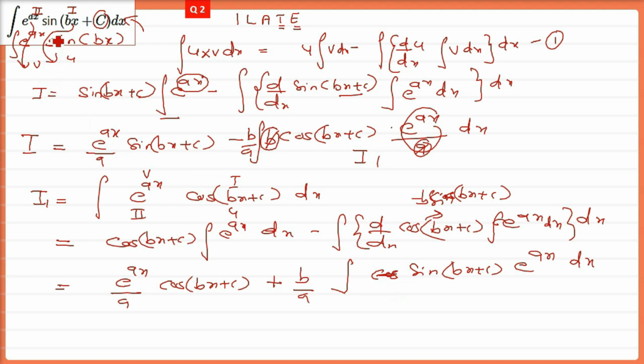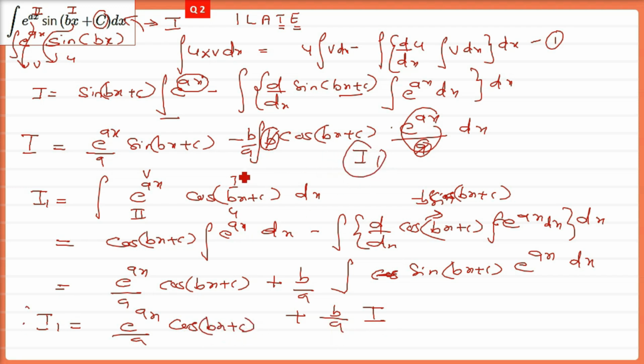Sin bx plus c e raised ax is the actual integration, and that has come up again. So this b by a, integration of sin bx plus c e raised ax will be I. This I1 will be what? e raised ax by a cos bx plus c plus b by a I. So this I1 has started from here. So we will keep this thing alive, and now this part which we assumed to be I1, we will substitute by the I1 which we got just now.